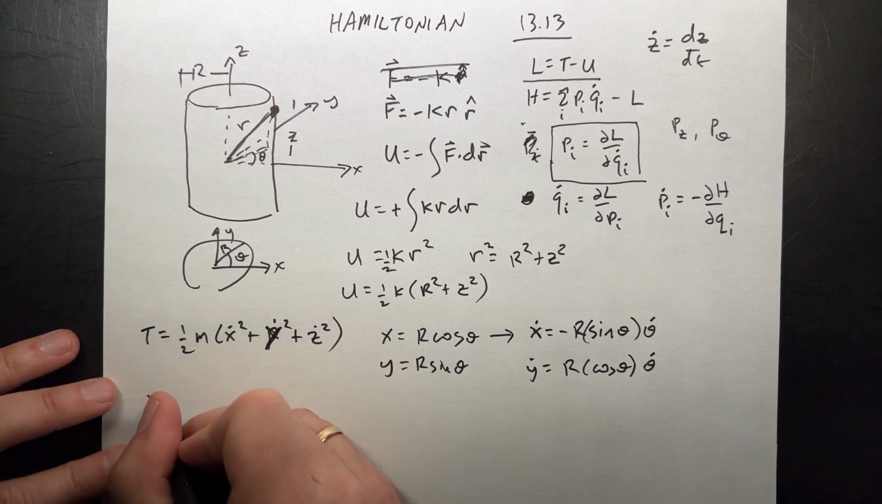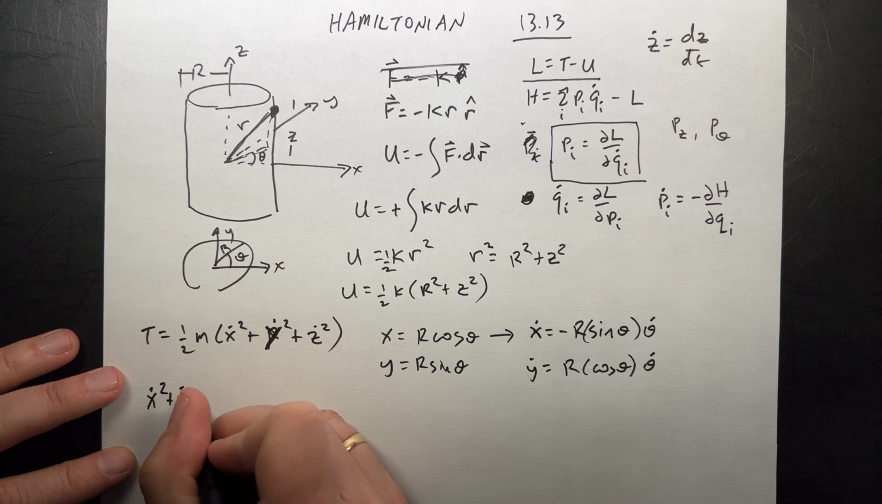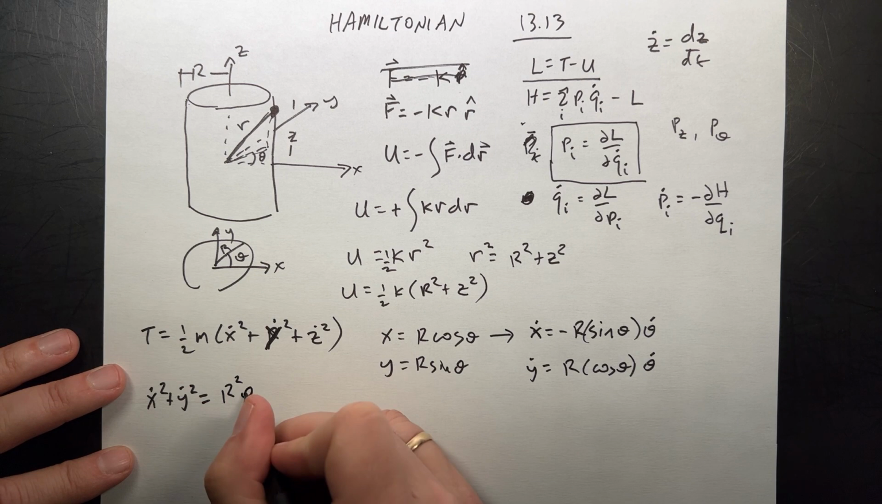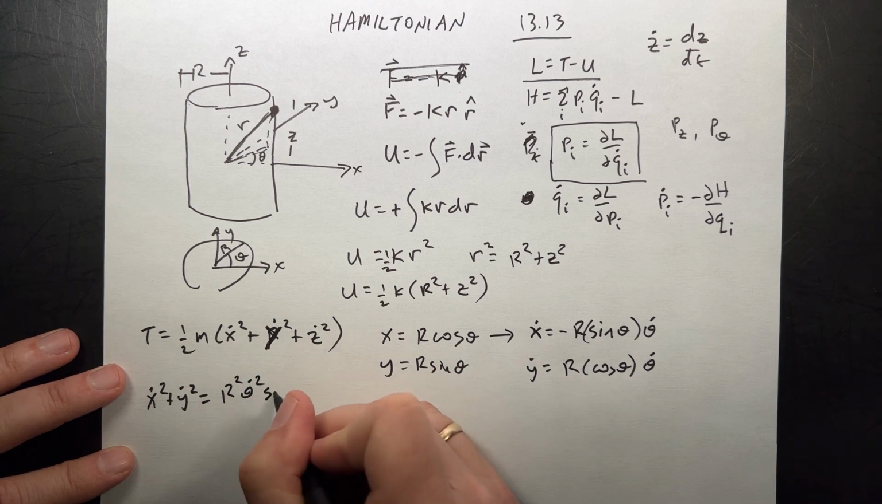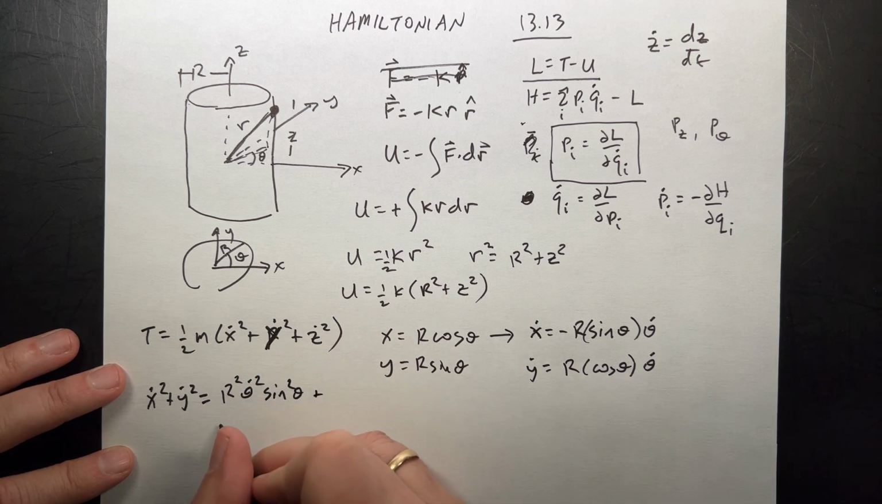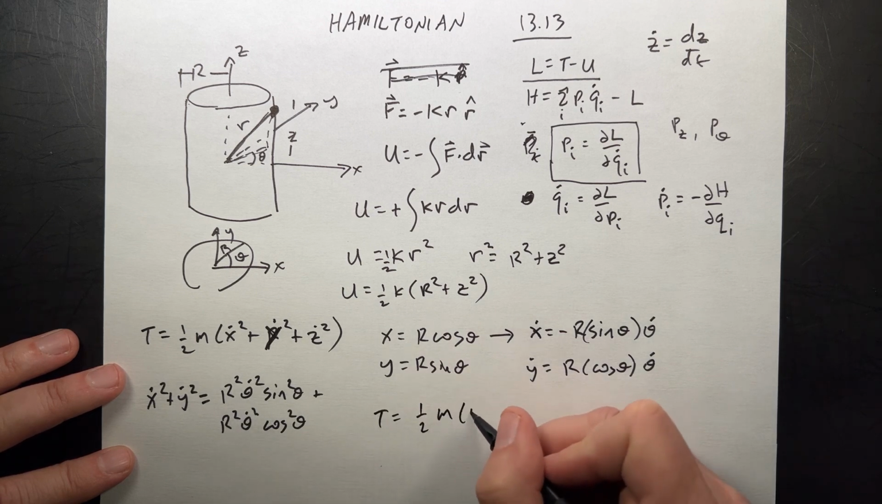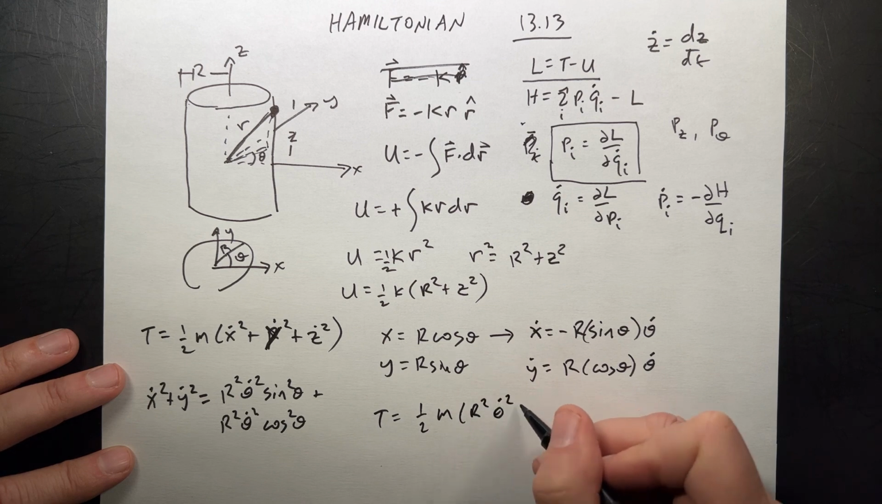I can get this. x dot squared plus y dot squared is going to be equal to r squared theta dot squared sine squared theta, plus r squared theta dot squared cosine squared theta. And then I can factor out the r squared theta dot squared, and I get sine squared plus cosine squared. So this is just r squared theta dot squared. So the kinetic energy is 1/2 m r squared theta dot squared, plus z dot squared.